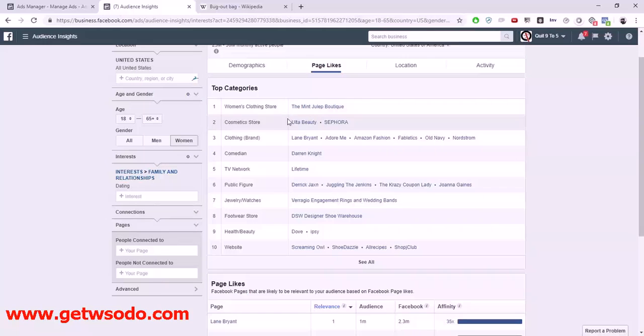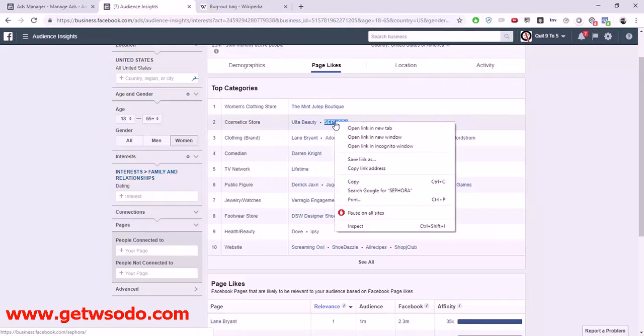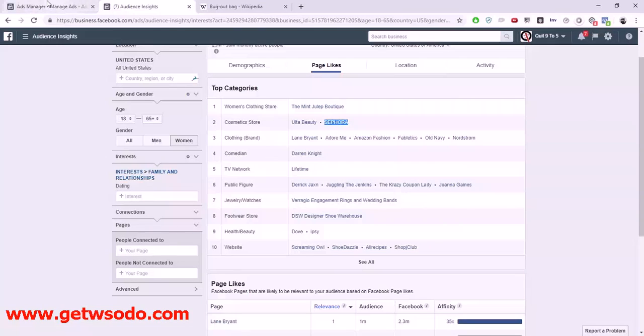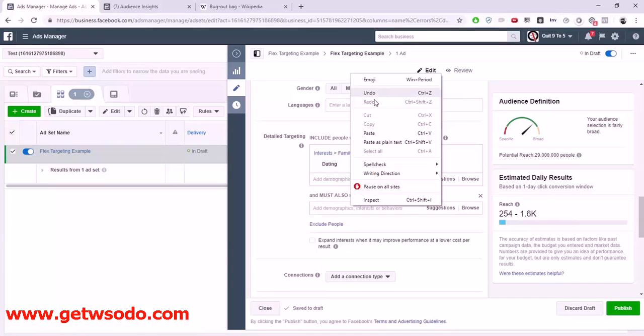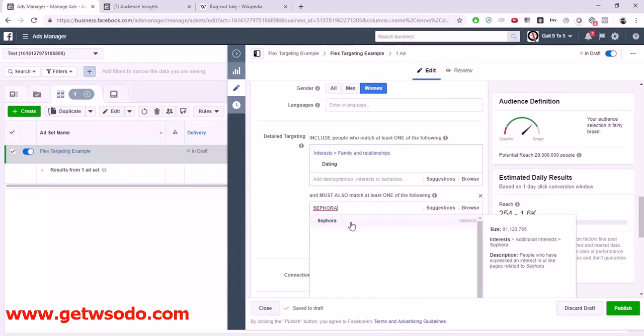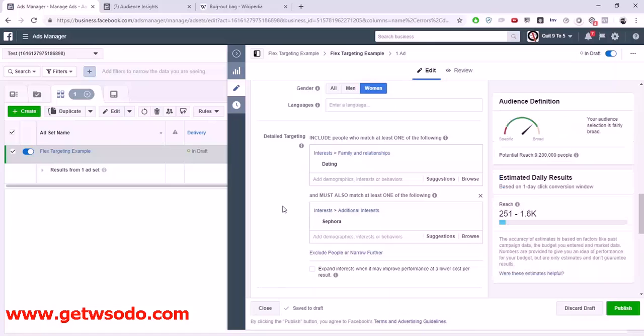So let's take Sephora. This is a makeup store. I'm sure all the women know this. Maybe some men don't. So women who are into dating and Sephora. As you can see, the reach has been cut down to 9.2 million people. So from 29 million, we went to 9.2 million.